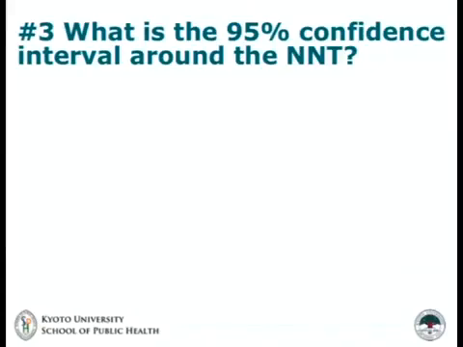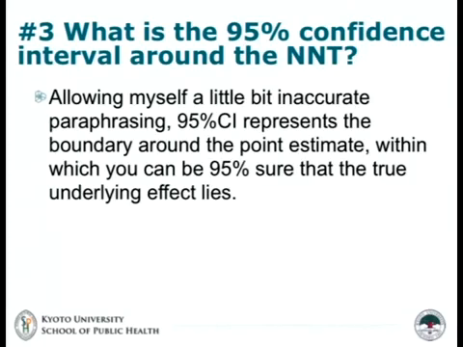The 3rd step in quantifying the treatment effect is calculating the 95% confidence interval around that NNT. Allowing myself a little bit inaccurate paraphrasing, 95% confidence interval represents the boundary around the point estimate within which you can be 95% sure that the true underlying effect lies.